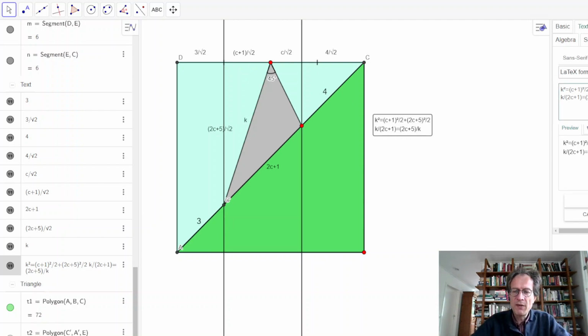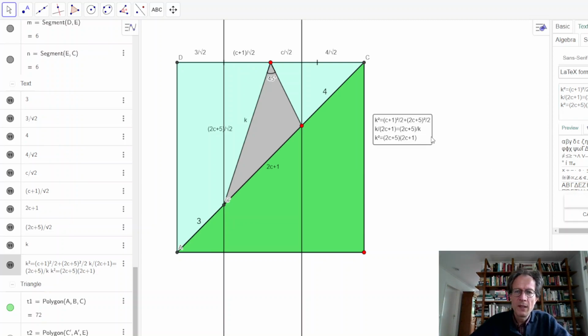If I rewrite that, k squared equals (2c plus 5) times (2c plus 1). That's just rewritten. So we have found basically two equations for k squared, and we can equate them so we get one quadratic equation for c. So we can solve this quadratic equation.